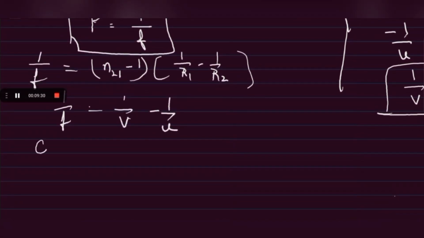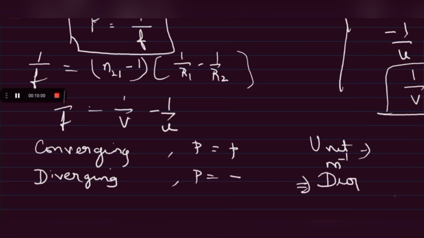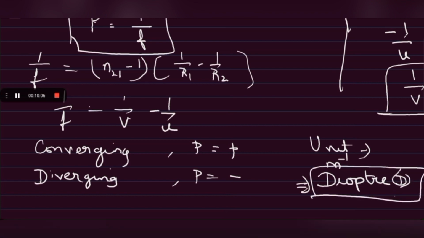If the lens is converging, then the power will be positive. If the lens is diverging, then the power will be negative, right? The unit of power is per meter, because it is 1 by F, which is measured in meters. This reciprocal of meter, per meter, is then called the diopter. The diopter symbol is D. Diopter is the unit of power.